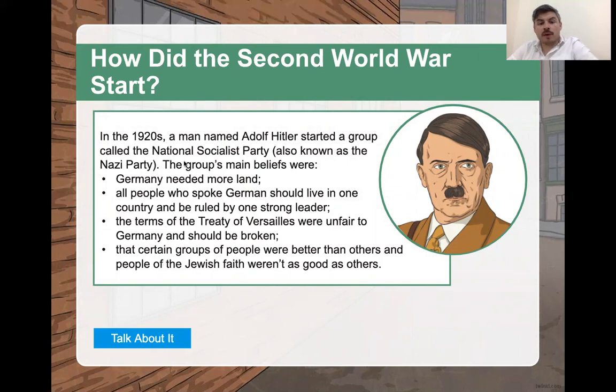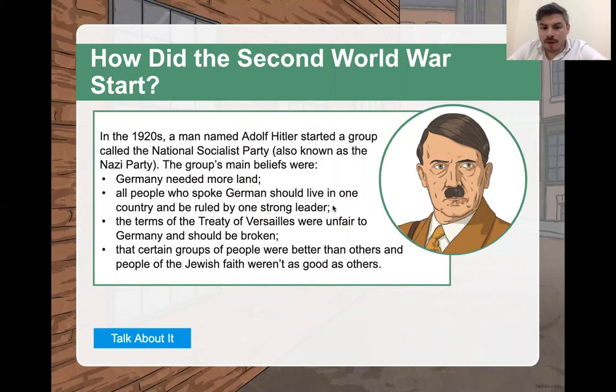So in the 1920s, he joined the National Socialist Party, okay? And quickly after joining, he was there to take power. And the main part, you need to know the 4 points. His 4 beliefs that he based it on were: Germany needed more land. So you can guess in the future, they're going to have to get that land through conflict. No one's going to give land to them. All people who spoke German should live in one country and be ruled by one strong leader. There were many German people living in countries outside of Germany under different leaders.